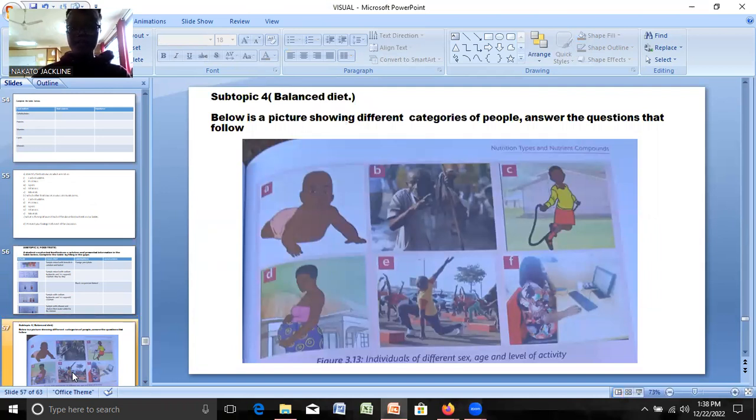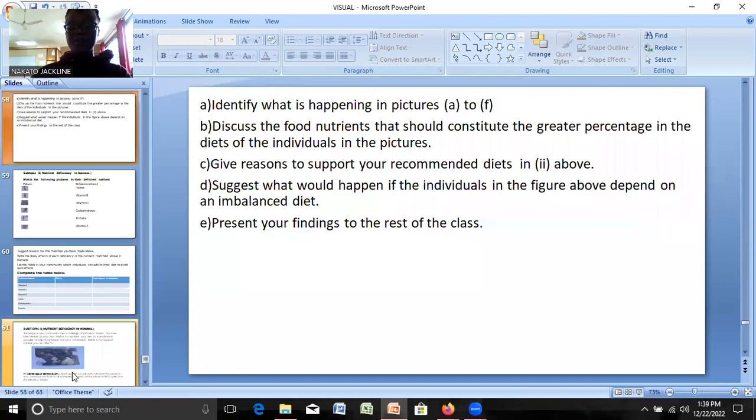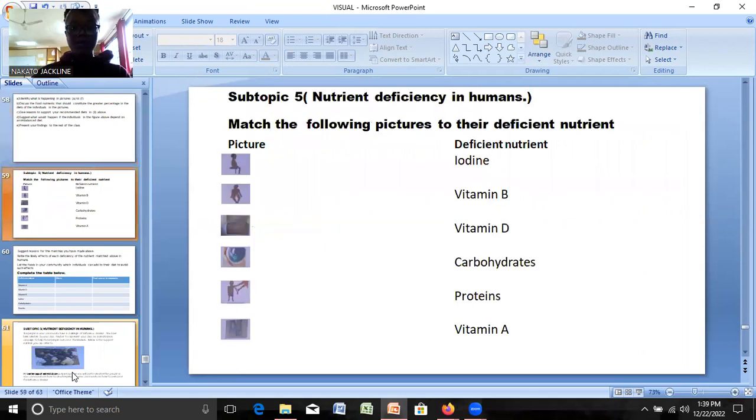We have a picture showing different categories of people, and the deaf learners will be able to answer. They will write what is happening in those pictures, the food nutrients that the different individuals in the pictures need, and then the reasons to support their answers, and then they present their findings to the rest of the class. Then we have subtopic 5.